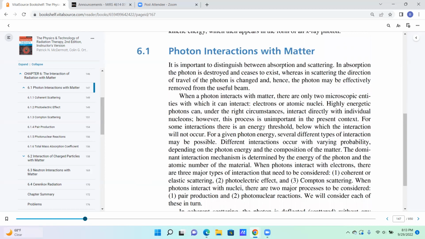So the difference here between absorption and scattering: in absorption, the photon is destroyed and ceases to exist. Therefore, it is absorbed into the material. Whereas in scattering, the direction of travel of the photon is changed, and hence the photon may effectively be removed from the useful beam.